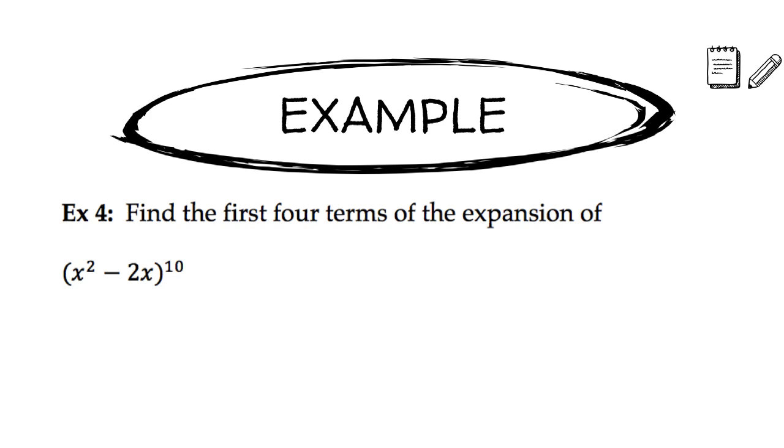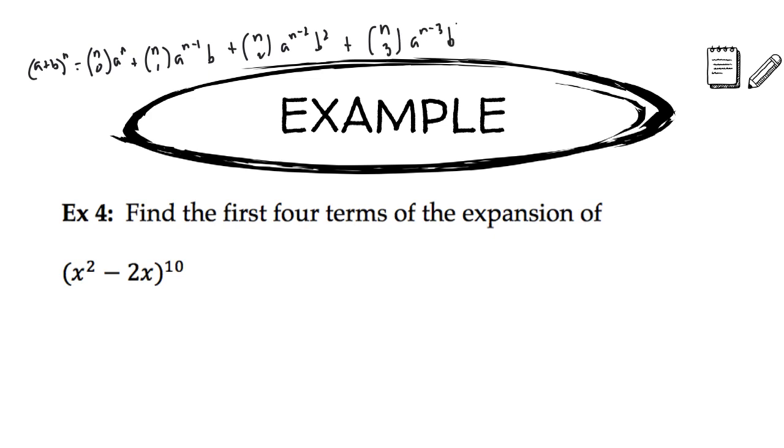Generally speaking, the first 4 terms in the expansion of any binomial, (a + b) to the nth power, are always going to look like n choose 0, a to the n, plus n choose 1, a to the n minus 1, b, plus n choose 2, a to the n minus 2, b squared, and then the fourth term will be n choose 3, a to the n minus 3, b cubed.